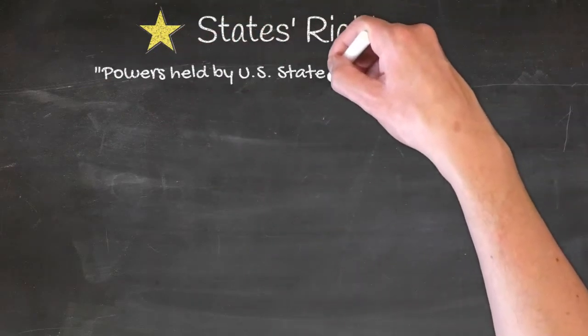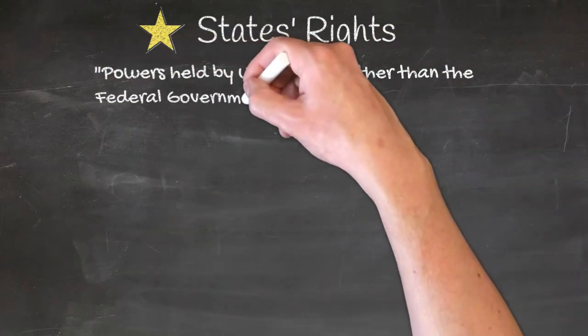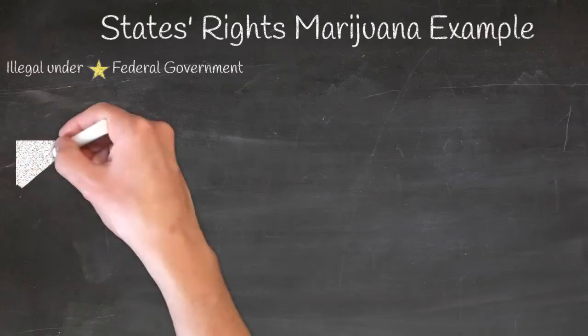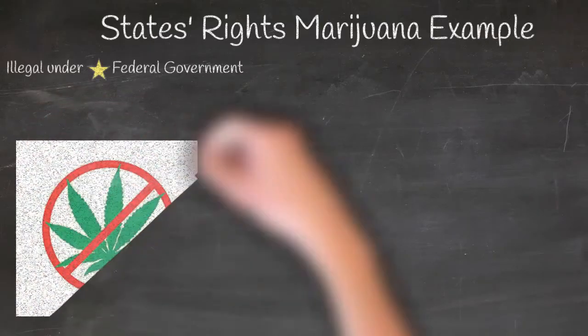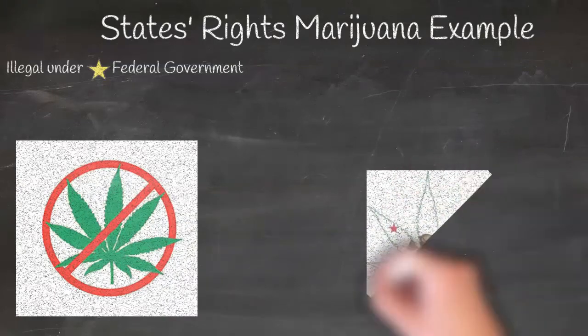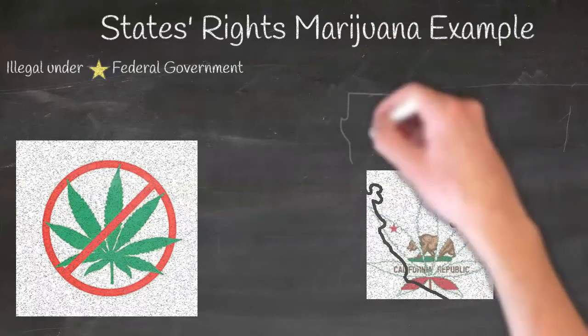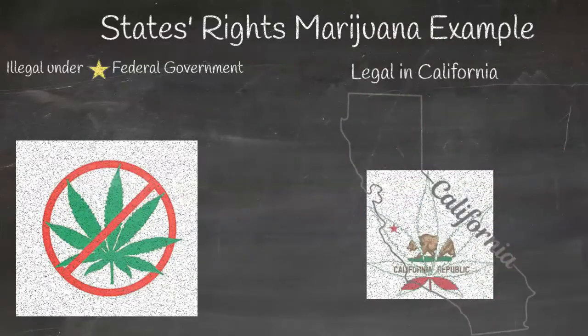But then there are also states' rights, which are powers held by the U.S. states that the federal government cannot touch. For example, marijuana is illegal under the federal government, but in California, marijuana is legal. This is because California has a right to marijuana and the federal government cannot do anything about it.